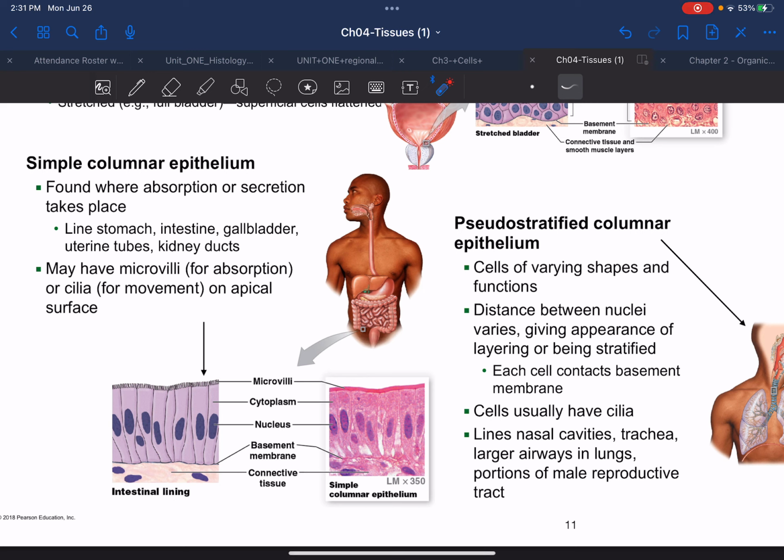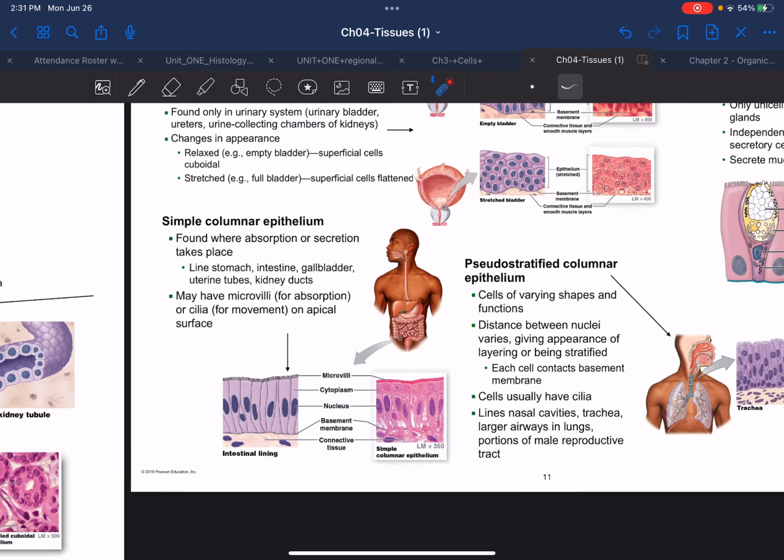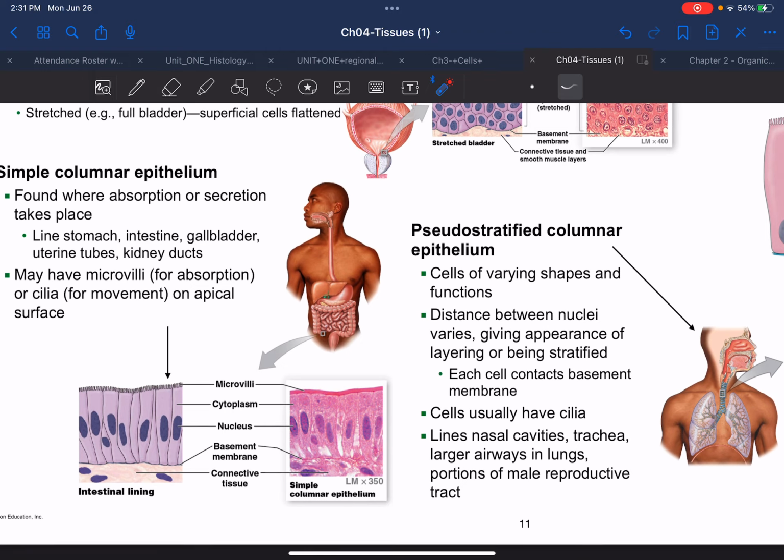Simple columnar. You remember we went over these in a few instances, and all we need to remember is that if it has microvilli, they absorb. If they have cilia, they move mucus. Yes, some columnar cells can have microvilli, and in other parts of the body, those same columnar cells will have cilia instead of microvilli. You don't need to know where and where just yet.